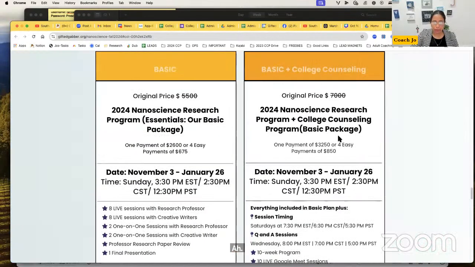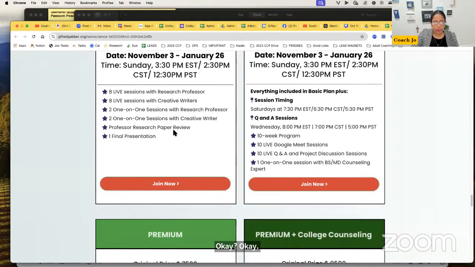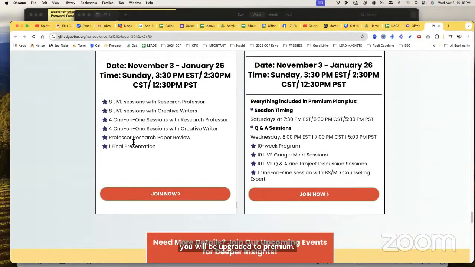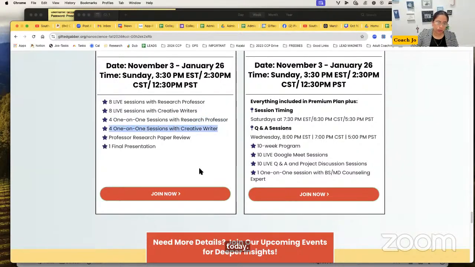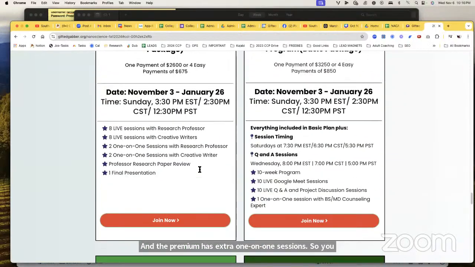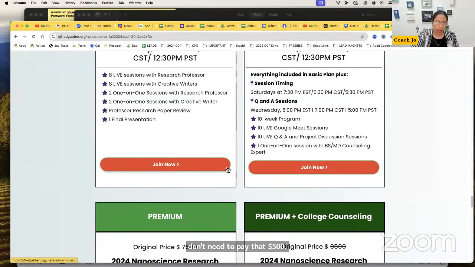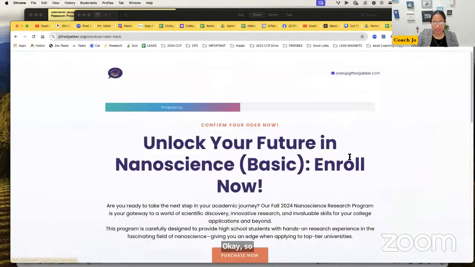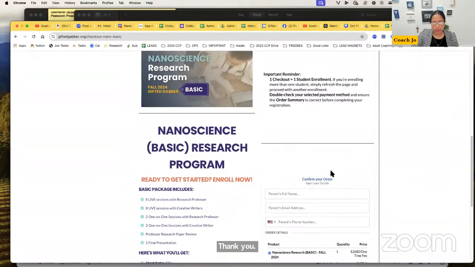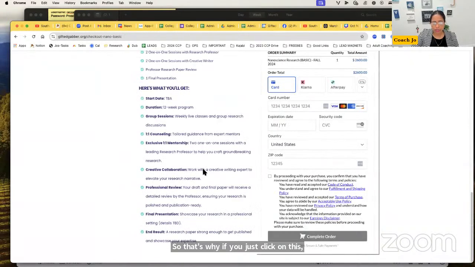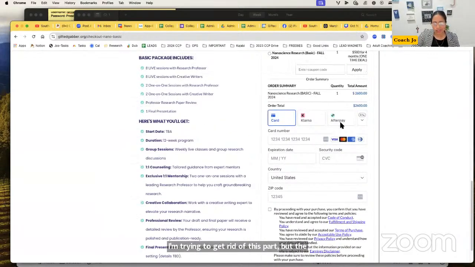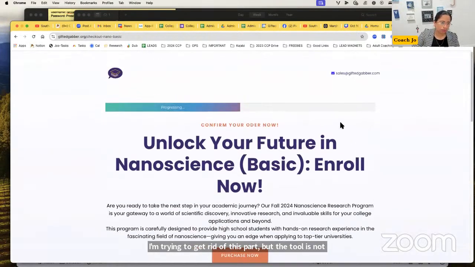The beauty of this is you will be upgraded to premium today. The premium has extra one-on-one sessions, so you don't need to pay that $500. We are trying to bring it here, but there are so many options that we have to consider. That's why if you just click on this, you plug in your credit card information. I'm trying to get rid of this part, but the tool is not too easy for us. So I'm sorry if it wasn't very clear.